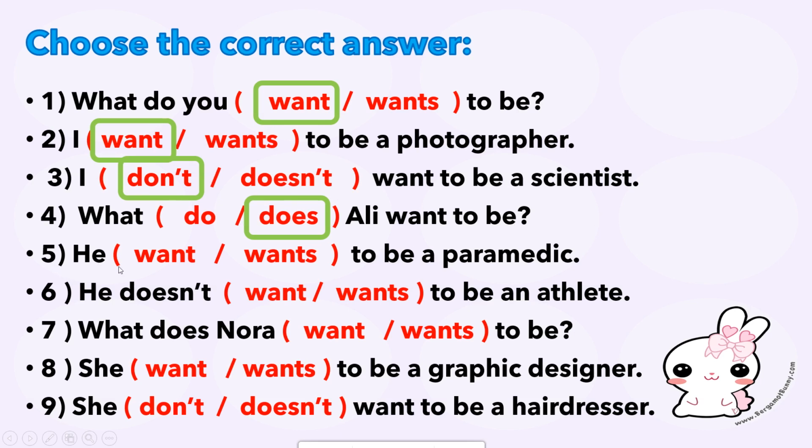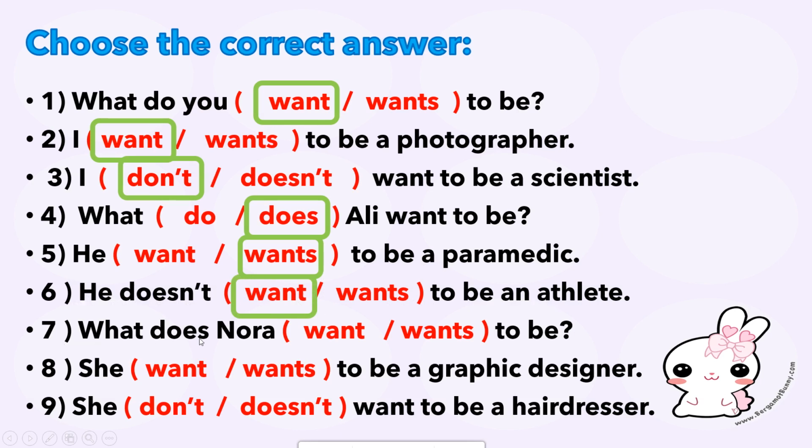Number 5, he want or wants. We said with he and she, we add an S to the verb. So the answer is wants. Let's read the sentence. Number 5, he wants to be a paramedic. Number 6, he doesn't want or wants. What did I just say? When we have doesn't, we do not add an S to the verb. So the answer is want. He doesn't want to be an athlete.